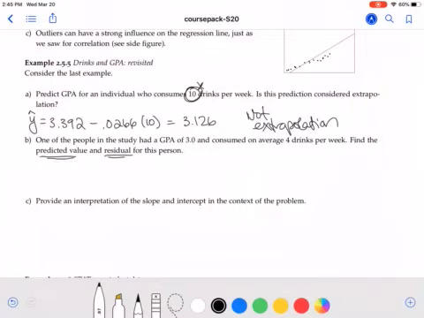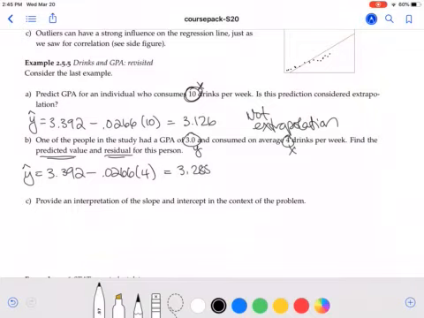set who had drinks of 4, that is our x, and a GPA of 3, which would be a y. So we have a data point in our data set at 4 and 3. So the predicted value first is just what we did in part A, but with a different x value. So we take our equation for our line and plug in 4. That gives us a predicted value of 3.2856. And this person actually has a value of 3.